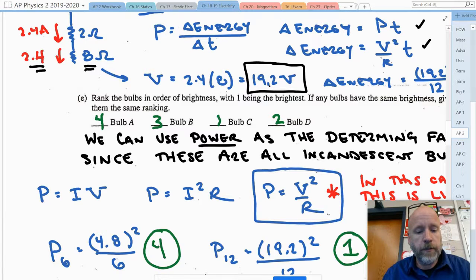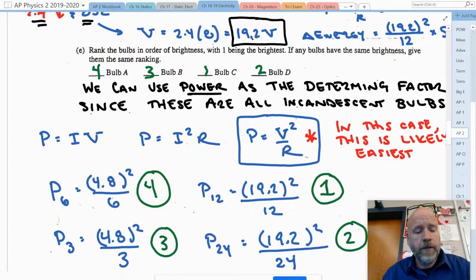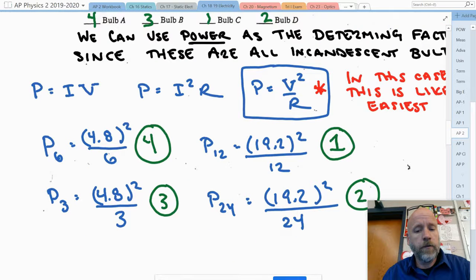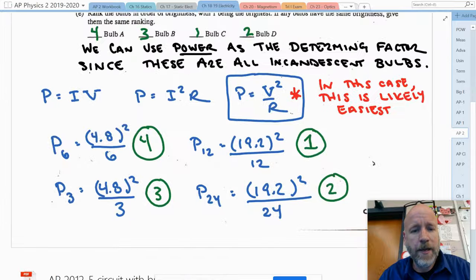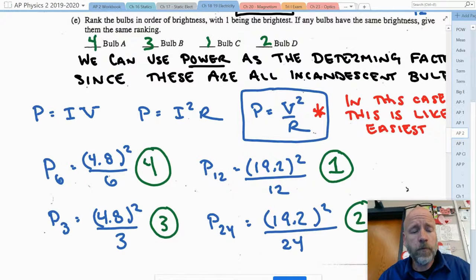So what I did was I plugged in for my 4 light bulbs, and I got these values. And here's the thing. I went to go punch it into my calculator, and I thought, wait a minute. I'm pretty sure I can do that in my head. 19.2 squared over 12, that's going to be the biggest number. And I just went in order. You could easily calculate it if you need to, but you don't have to, right? Like a tipper, you just get to that answer. I feel pretty good about that. So my answers were bulb A was 4th brightness, bulb B was 3, bulb C was the 1st, and bulb D was the 2nd brightest.